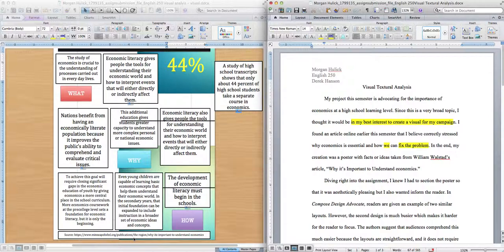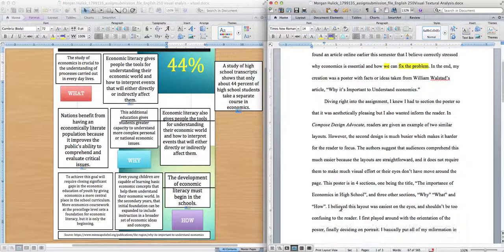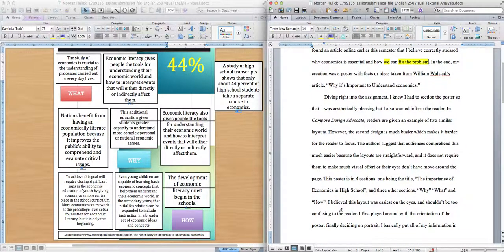Okay, so you have sources, publications, why it's important. You might think about how you can cite this to be giving attribution to the actual author's name. So again, we'll talk about how we can change the visuals. So diving right into the assignment, I knew I had to section the poster so that it was aesthetically pleasing, but I also wanted to inform the reader.